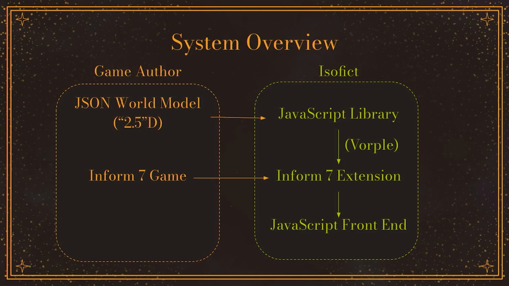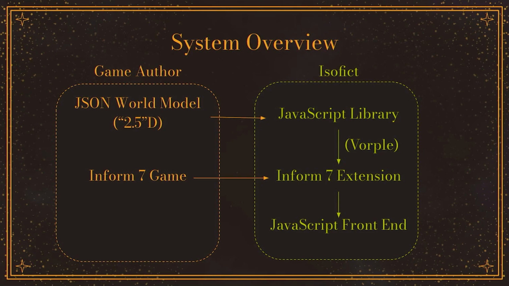So here is a system diagram that we have. What the author is responsible for currently is a JSON world model, which is just a set of objects with the coordinates that they're in and a definition of the polygon that defines the shape of the object, or shapes. An object can have multiple shapes as well. And obviously the game itself. And in the game, they need to add certain tags to make it recognizable by the Isofict system.